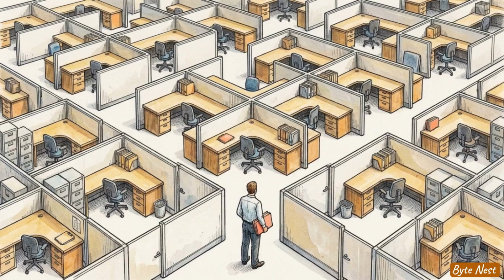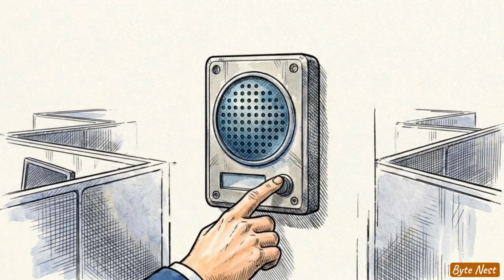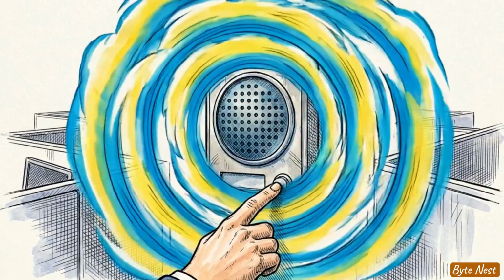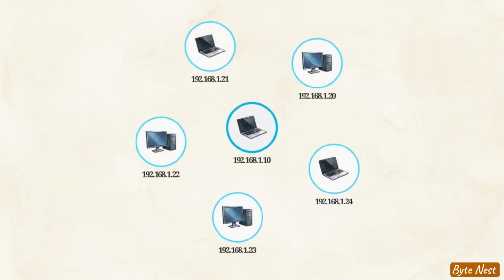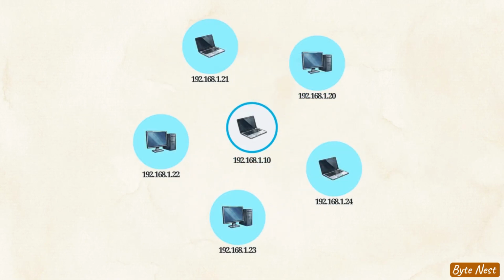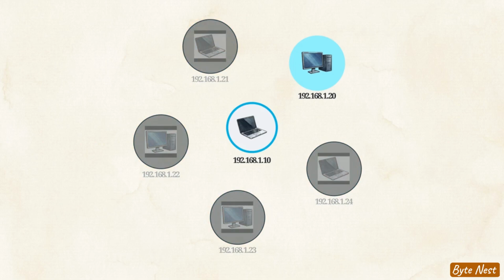Imagine you need to hand a folder to John, but you don't know where he's sitting. You walk over to the office intercom and broadcast a question to everyone. "Hey, which desk belongs to John?" In this diagram, you can see how that works. The sender sends out a message that washes over every single connected device. This is an ARP request. It's essentially asking the whole room who owns this name tag.